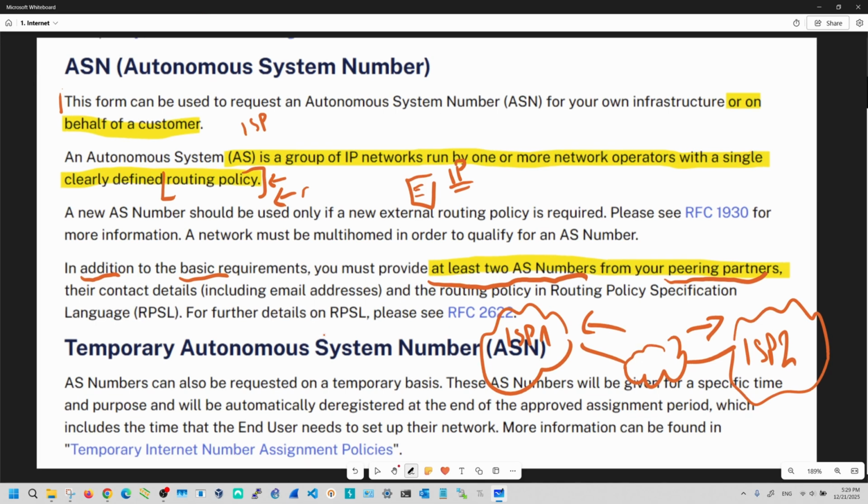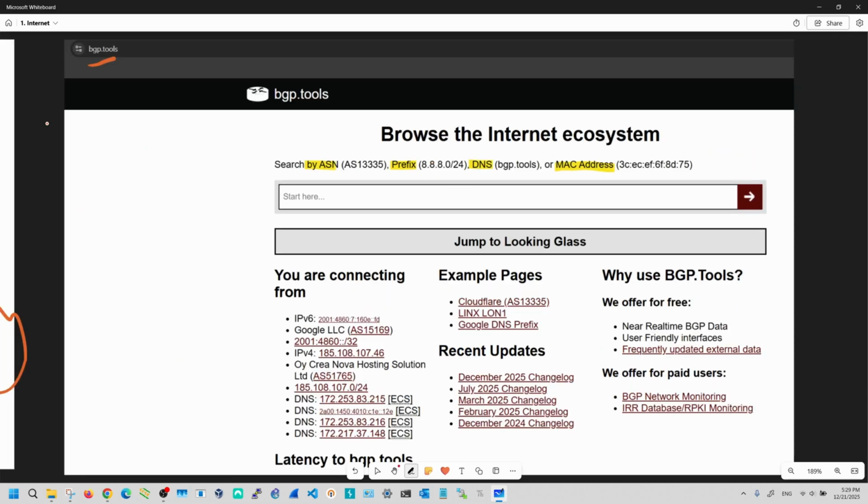And in order to do this, you don't have to be some kind of a big fish or have a big data center. It's enough that you have a router with 2 uplink interfaces and you connect to 2 internet service providers and you pay for 2 dedicated links. That's it.